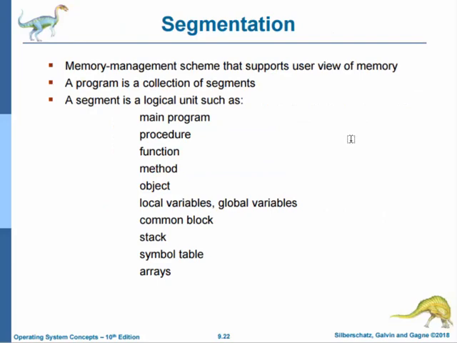Another possible solution to the external fragmentation problem is to permit the logical address space of processes to be non-contiguous, which will allow a process, for example, to be allocated physical memory wherever such memory is available. And this strategy is what we call paging. Paging is the most common memory management technique for computer systems. Paging will be described here.